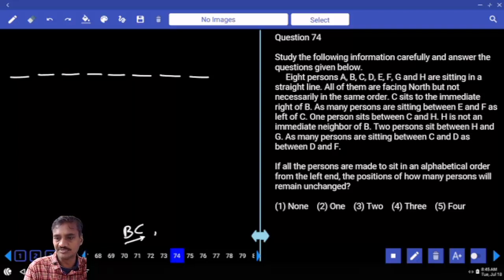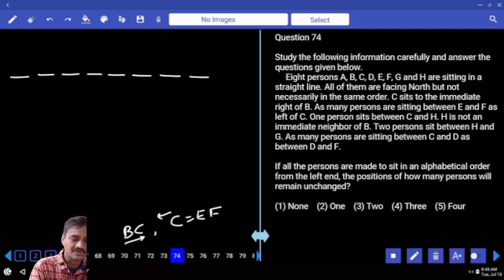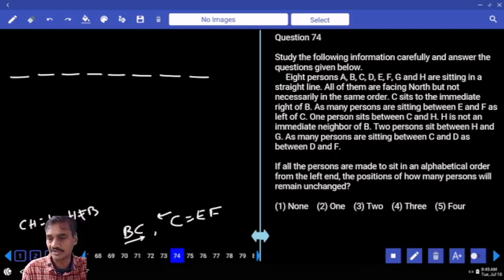As many persons are between E and F as to the left of C. Now the number of persons to the left hand side of C and the number of persons in between E and F are one and the same. One person between C and H. Now in between C and H, how many people are there? There must be exactly 1. And H is not an immediate neighbor of B. H and B are not adjacent to each other.